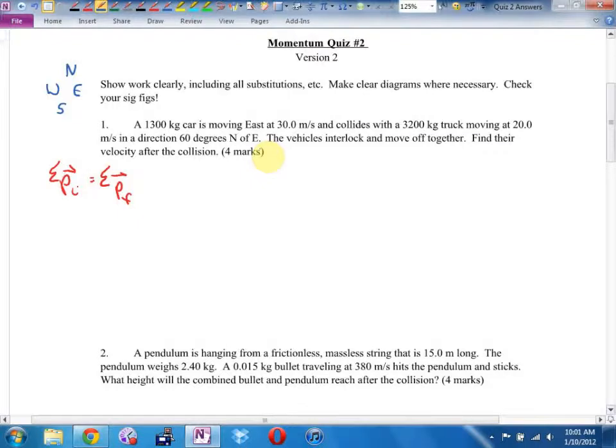Before the collision, what's moving? The car, the truck, or both? Both. So I'm going to have momentum of the car initial plus momentum of the truck initial equals, bam, there's a collision. After the collision, what's moving? The car, the truck, or both? Both. Stuck together or separate? Stuck together.